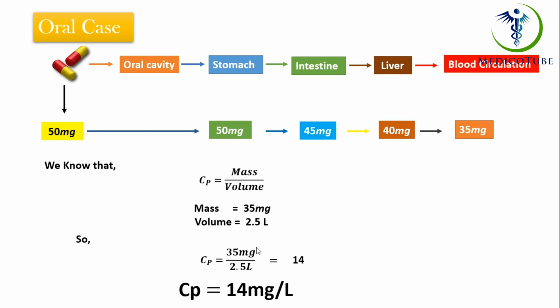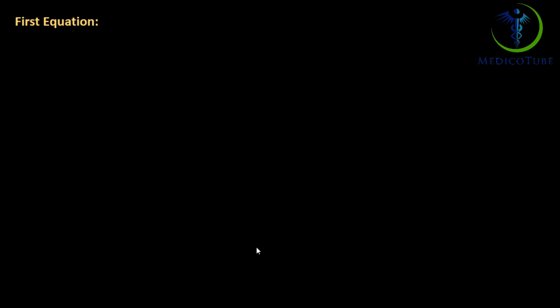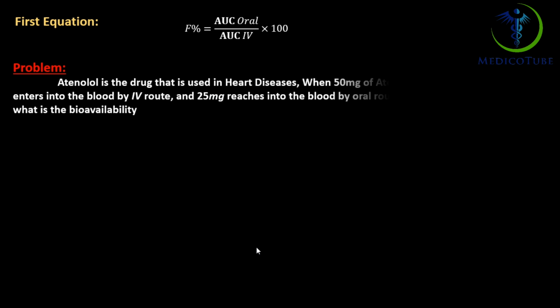Now let's go back to our first equation, which was about bioavailability. Our first equation was F is equal to area under the curve of the oral divided by area under the curve of the IV, multiplied by 100. So we will learn this via a case problem. Let's see. Atenolol is a drug that is used in heart disease. When 50 mg of atenolol enters into the blood by IV route, 25 mg reaches the systemic circulation, or the blood, by oral route. So what will be the bioavailability? Let's calculate it.